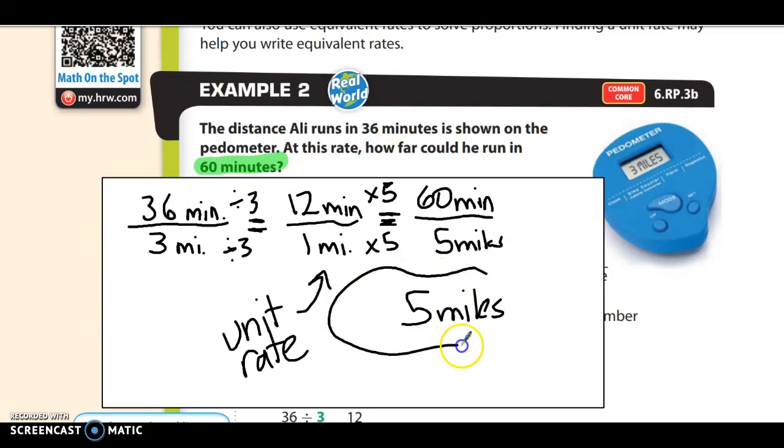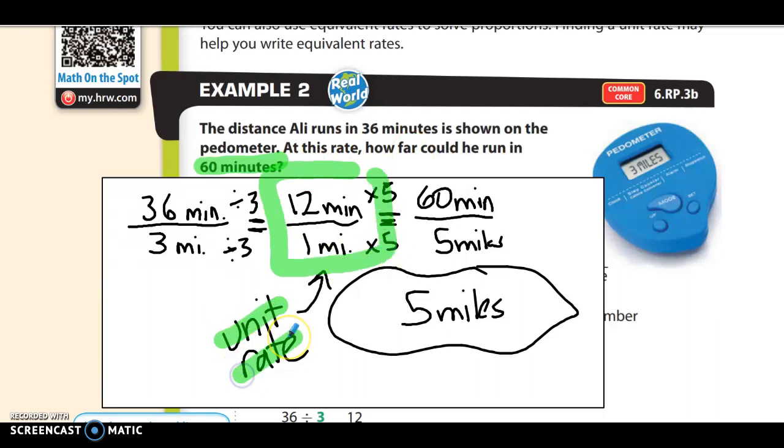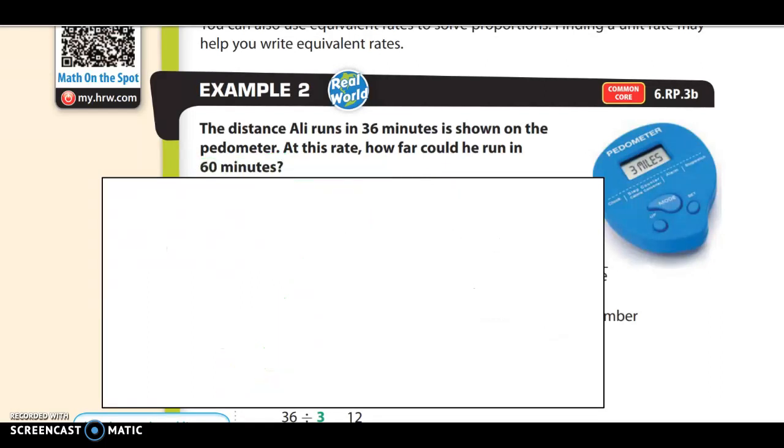So if you think back to what we did on the first problem with the pepperoni pizzas, this is an additional step. This whole thing in the middle here that we did, this is an additional step. And it's called finding the unit rate. So if your number 36 doesn't go directly into 60, try simplifying it to a unit rate, and then find your answer. Let's try that at the bottom of the page as well.